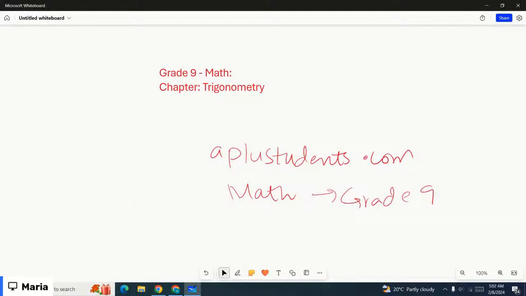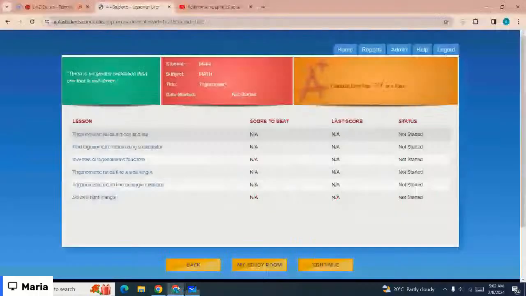We're going to start with the chapter trigonometry. Please make sure you have your notebook and pencil so that you can note down the important examples and definitions as well, right? So let's start with the chapter trigonometry. Here I am on grade 9 math. Let's start with the first lesson, that is trigonometric ratios, sine, cos and tangent.